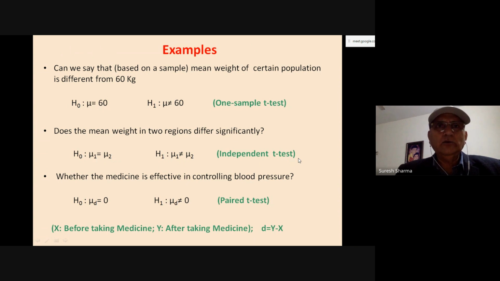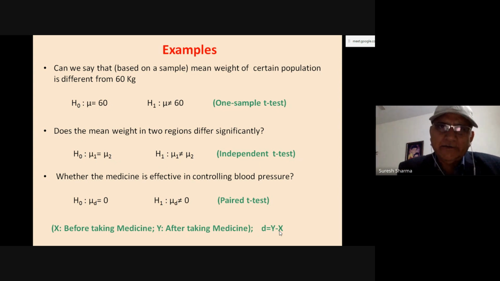Because you have to take two independent samples, one from West Bengal, another from Assam. Another, whether the medicine is effective in controlling blood pressure or not. So let's say X is before giving the medicine, Y values are after taking the medicine. And then you take these differences, Yi minus Xi. If all the differences are 0, what do you think?